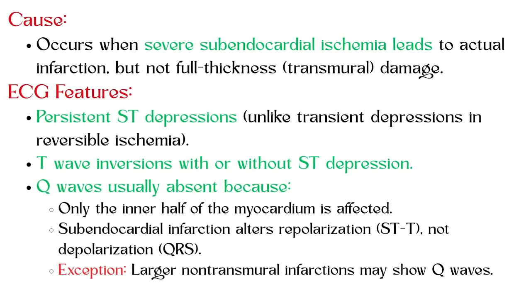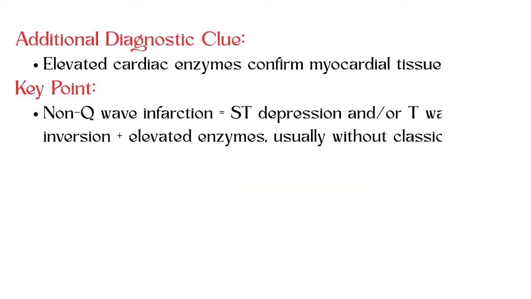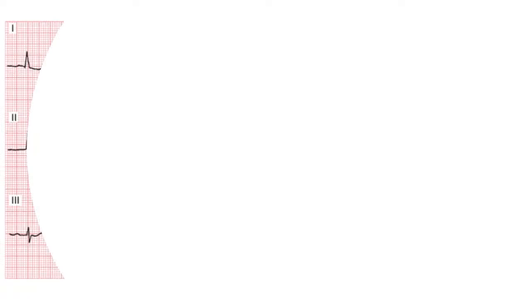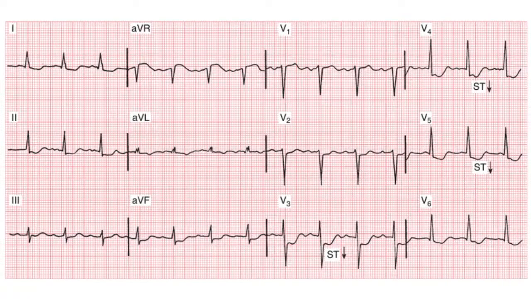A non-Q wave MI involves the inner heart muscle and shows persistent ST depression or deep T wave inversion. Q waves are usually absent, but enzymes confirm actual heart muscle damage. The ECG shows marked diffuse ST depression in leads 1, 2, 3, aVL, aVF, and V2 to V6 in conjunction with ST elevation in lead aVR, consistent with severe ischemia and presence of multivessel disease.